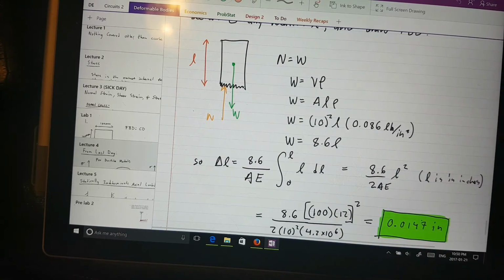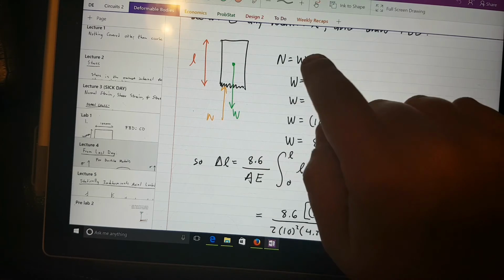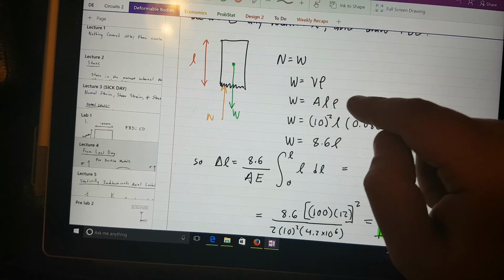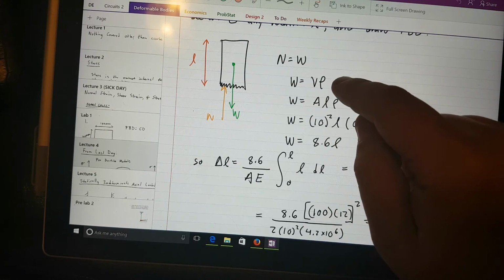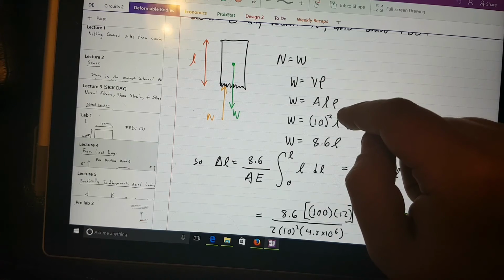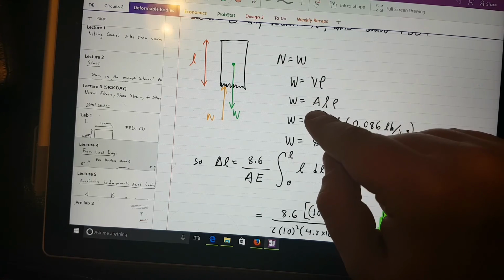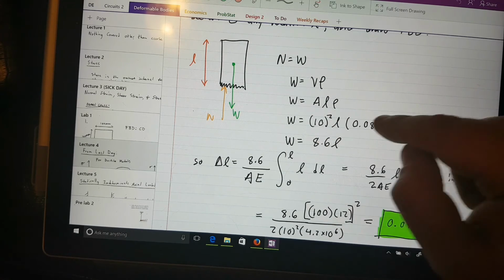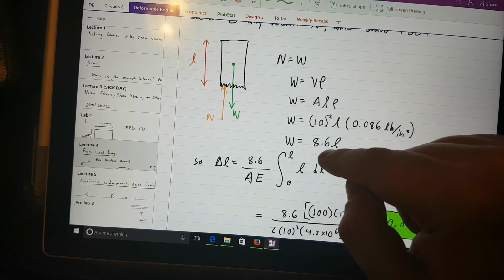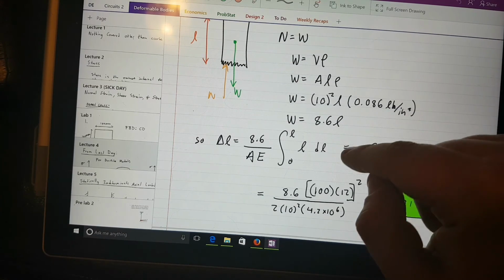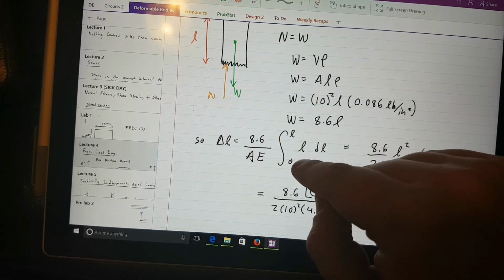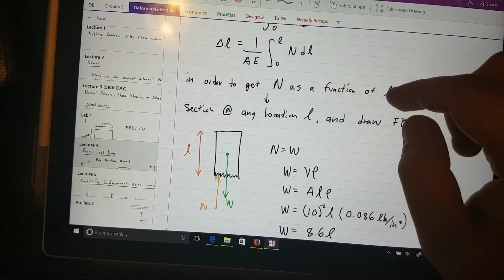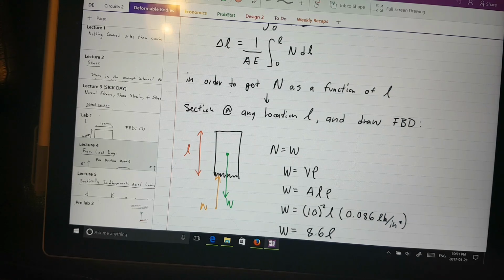It's not too bad. So we were saying that N equals W, because of the only 2 forces acting in those directions. W equals volume times density, and the density times length, and then we had the area and the density, so we can get that W equals 8.6 L. So 8.6 over AE and then L dL, so it's L squared. So that's how you get this. You have to set it up in terms of L. So anyway, that's it for now because I'm going to run out of space.